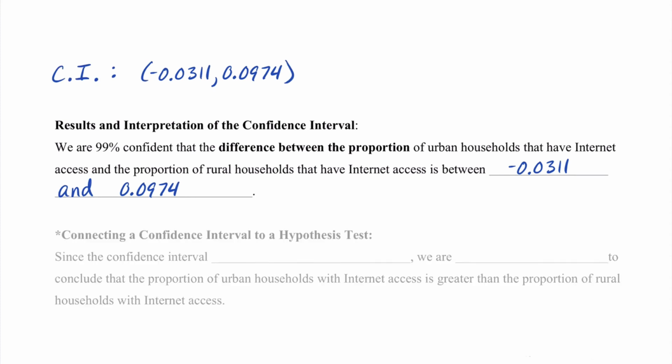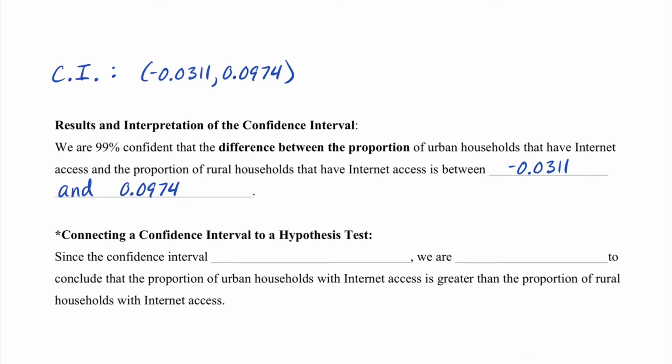Now we want to be able to connect the confidence interval to our hypothesis test here. And the big idea is, since the confidence interval contains 0, we are unable to conclude that the proportion of urban households with internet access is greater than the proportion of rural households with internet access.